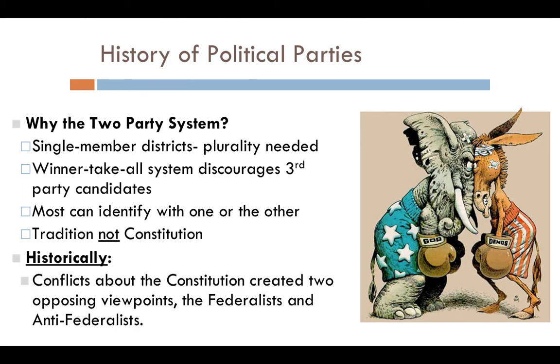Conflicts about the Constitution created two opposing viewpoints: Federalists versus Anti-Federalists. So historically, it was the conflicts over the Constitution that really created the two-party system. You had those in favor of the Federalist model, which had a strong federal government with the state governments underneath that. But then the Anti-Federalists said, no, we want to focus more on state governments and not the federal government.